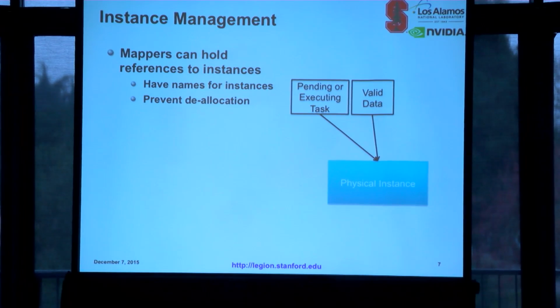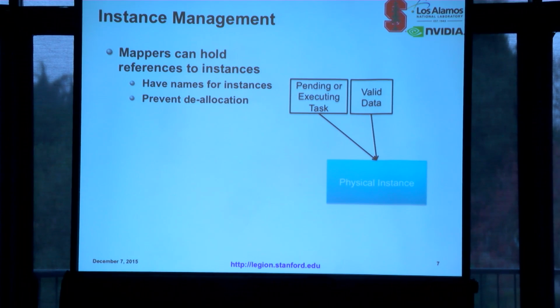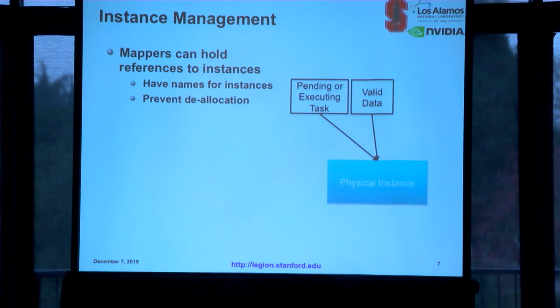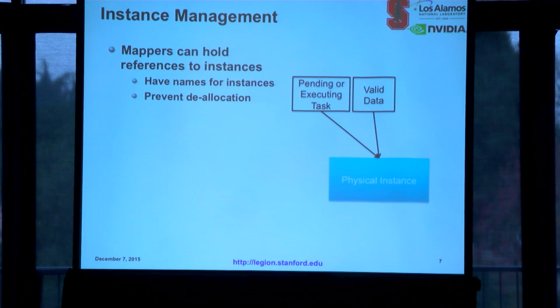So today, as your program is running along, instances are collected by the runtime. Effectively, we reference count all of these physical instances that are kept in the various parts of the memory hierarchy, and once all the references are gone, we can reclaim that instance. There are effectively two kinds of references that we keep around today. One is for pending or executing tasks. If you have a task that's going to use an instance or is using it right now, you can't collect the instance. Someone's actually using that data.